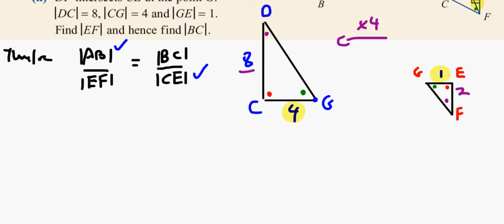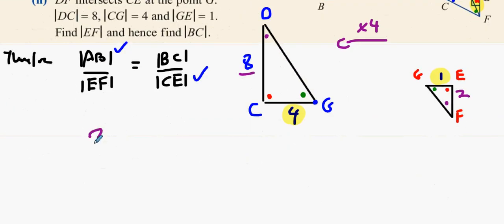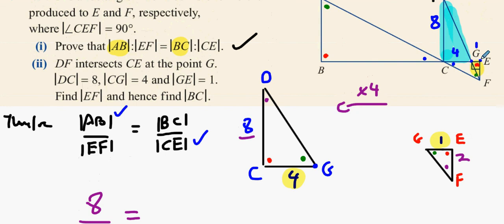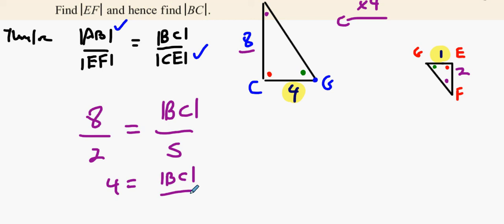We know that AB is the same length as DC. So AB is 8. EF we found out to be 2. BC we don't know, but we know that CE is 5, because C to E is 5. Now all you have to do is find out what BC is. 8 is 4 times bigger than 2, so 4 equals BC over 5. This means that BC has to equal 20.